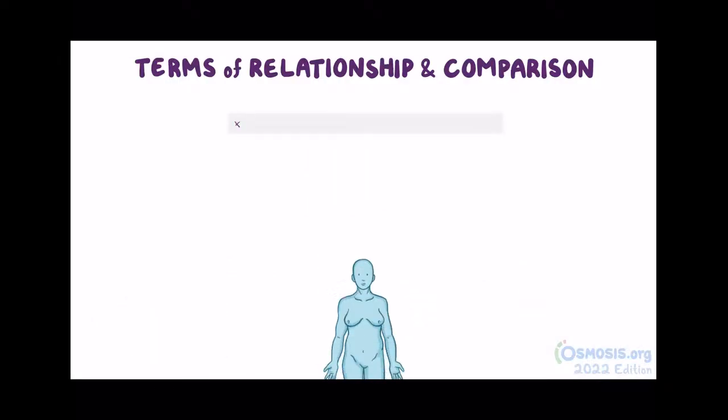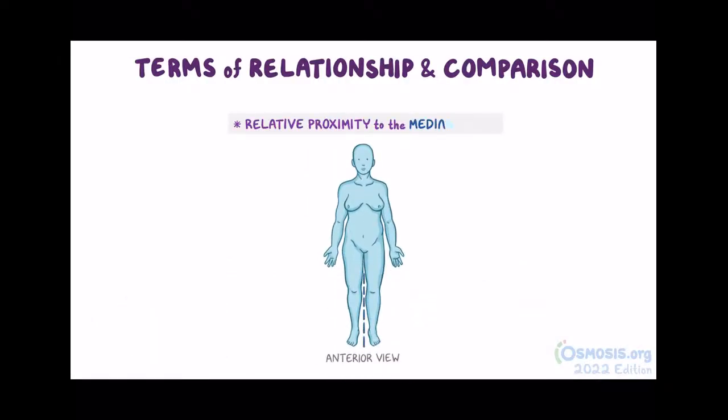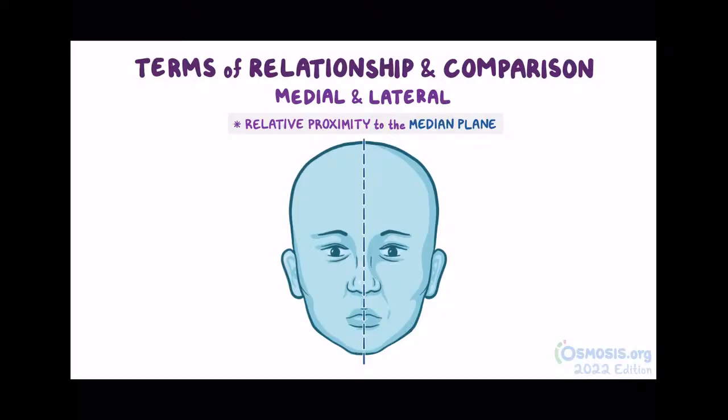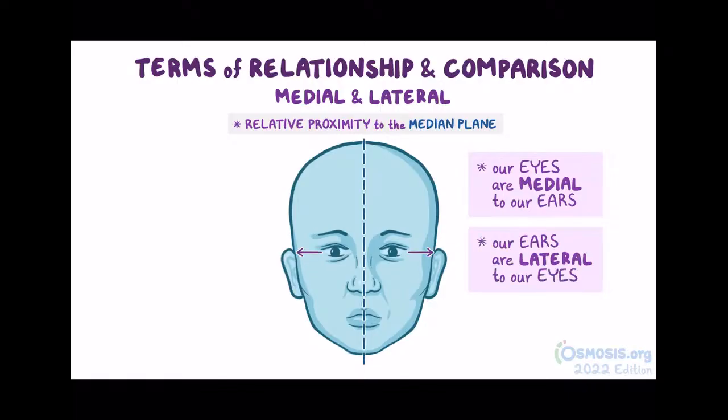Now, to describe a structure's relative proximity to the median plane, we use the terms medial and lateral. Medial refers to a structure that is closer to the midline or median plane, while lateral refers to a structure that is farther from it. So, when looking at the head, our eyes are closer to the midline than our ears. Therefore, we could express this by saying that our eyes are medial to our ears, and our ears are lateral to our eyes.